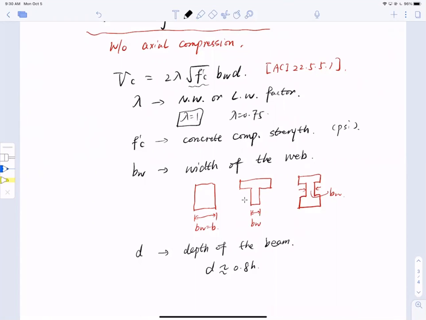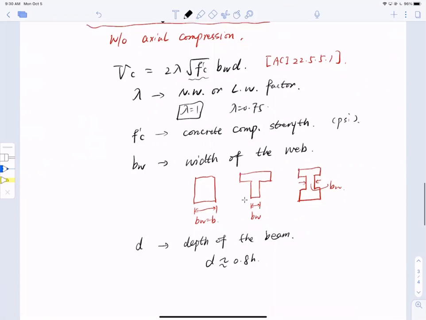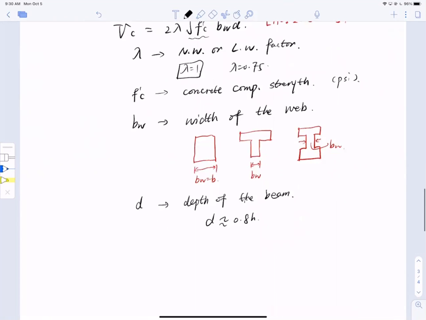So this is the shear from the concrete. We know this already. And now let's talk about the shear resistance from steel. So, shear from steel.